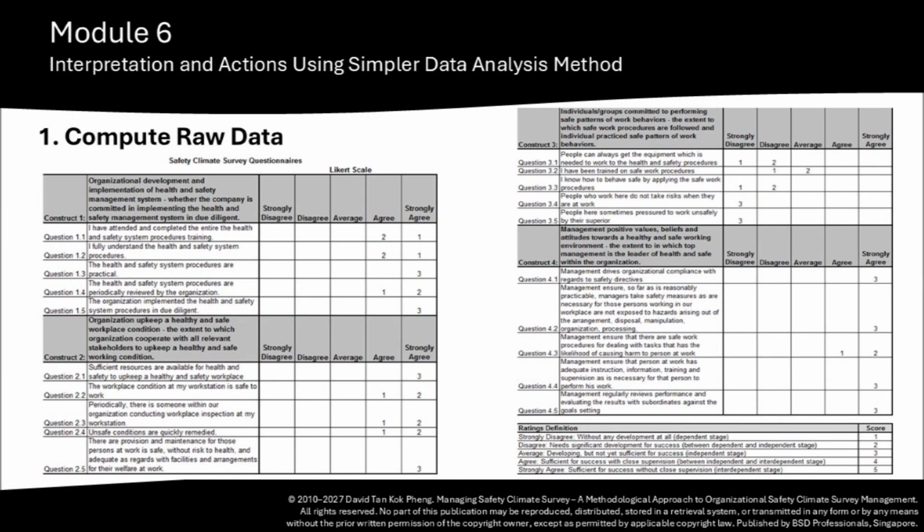Compute raw data. We begin by setting up an Excel sheet named SCS Results Senior Management. This sheet contains all the questionnaire responses from the Safety Climate Survey. Once the survey is completed, the raw data from the responses will be entered and compiled into this Excel file. This forms the foundation of our analysis, as all further interpretation and reporting will be based on this dataset.